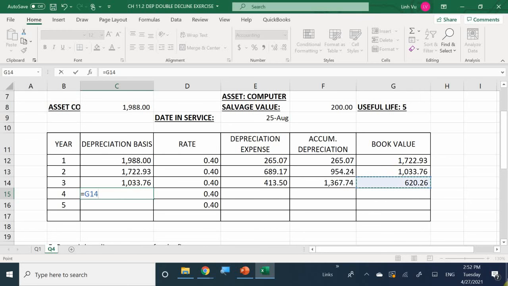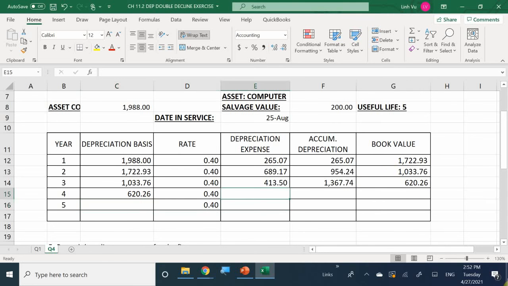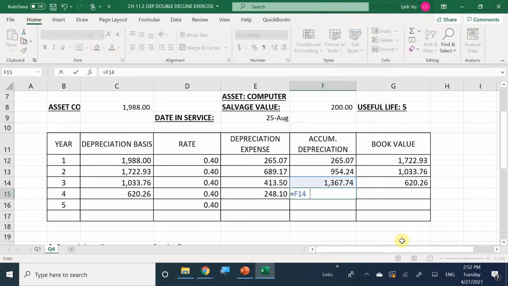Depreciation base is going to be the last year's book value at 620.26. Then depreciation expense is going to be 248.10. Good. And then accumulated depreciation, I know it's 1,615.84. So remember, 74 plus 10 gives you 84.